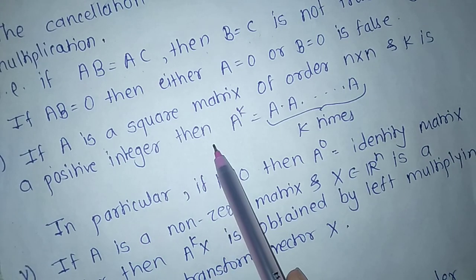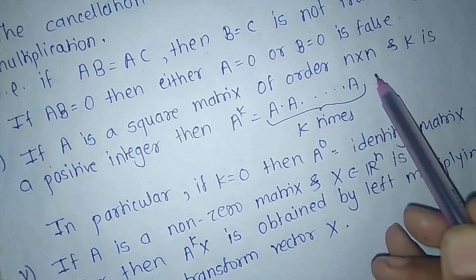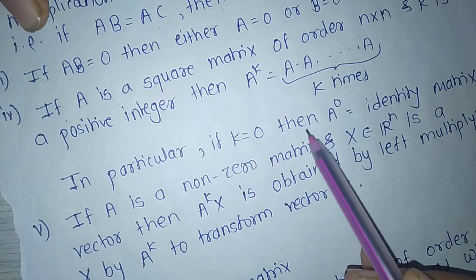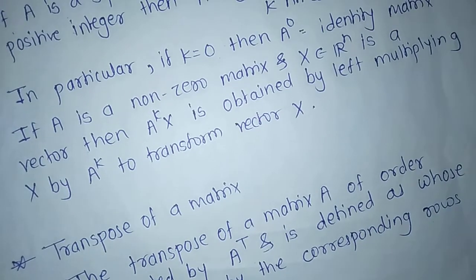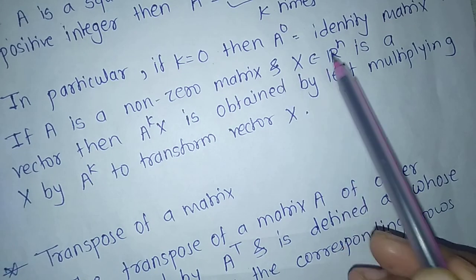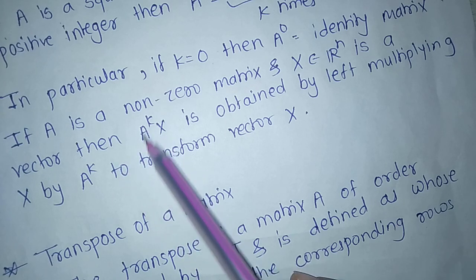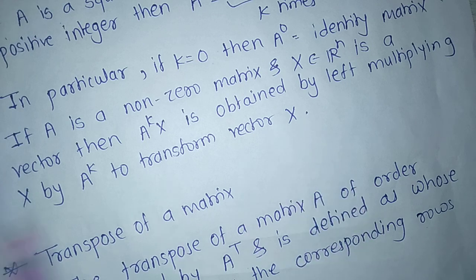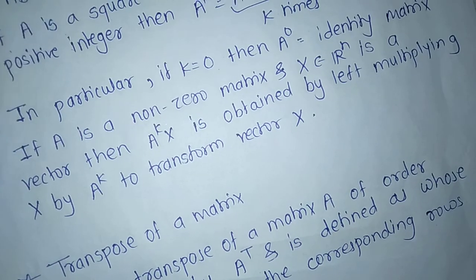Next, if A is a square matrix of order n by n and k is a positive integer, then A raised to k means A into A and so on into A, k times. In particular, if k equal to 0, then A raised to 0 equal to the identity matrix. Next, if A is a non-zero matrix and x belongs to R^n is a vector, then A raised to k into x is obtained by left multiplying x by A raised to k to transform vector x.